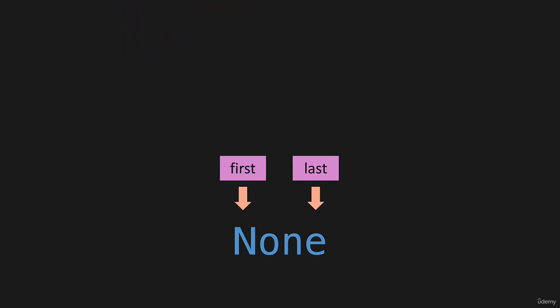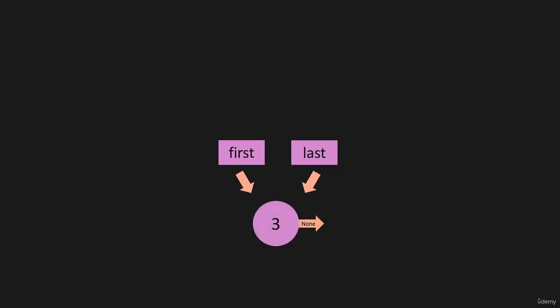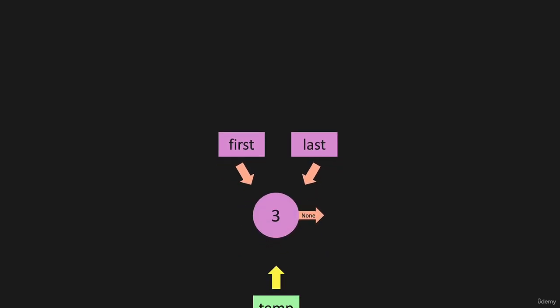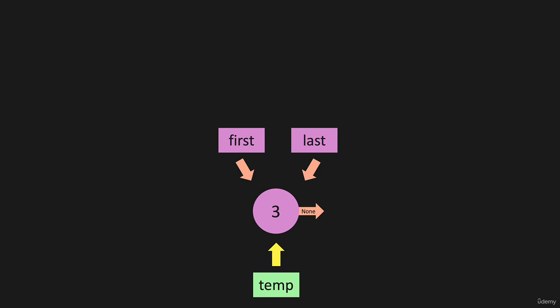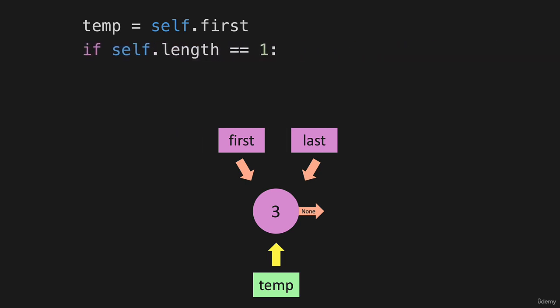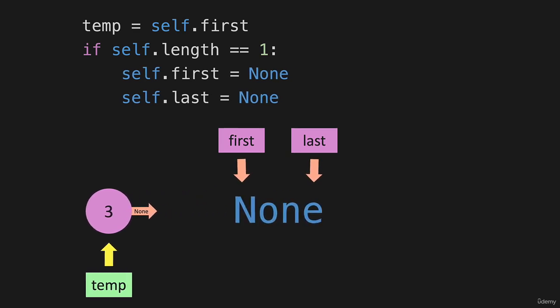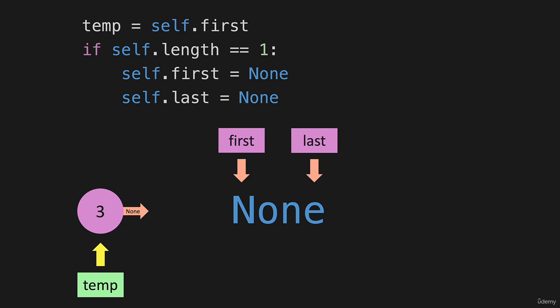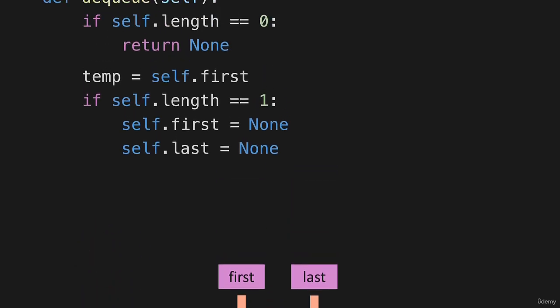And we'll remove that. And let's do this for one node. So it doesn't matter if we have one or if we have two or more. That means we're going to return a node, so we need to have a variable point to it. So we'll say temp equals self.first. And for removing one item, we'll say if the length is 1, we set first and last equal to none, just like that. So let's look at this with the rest of our code.